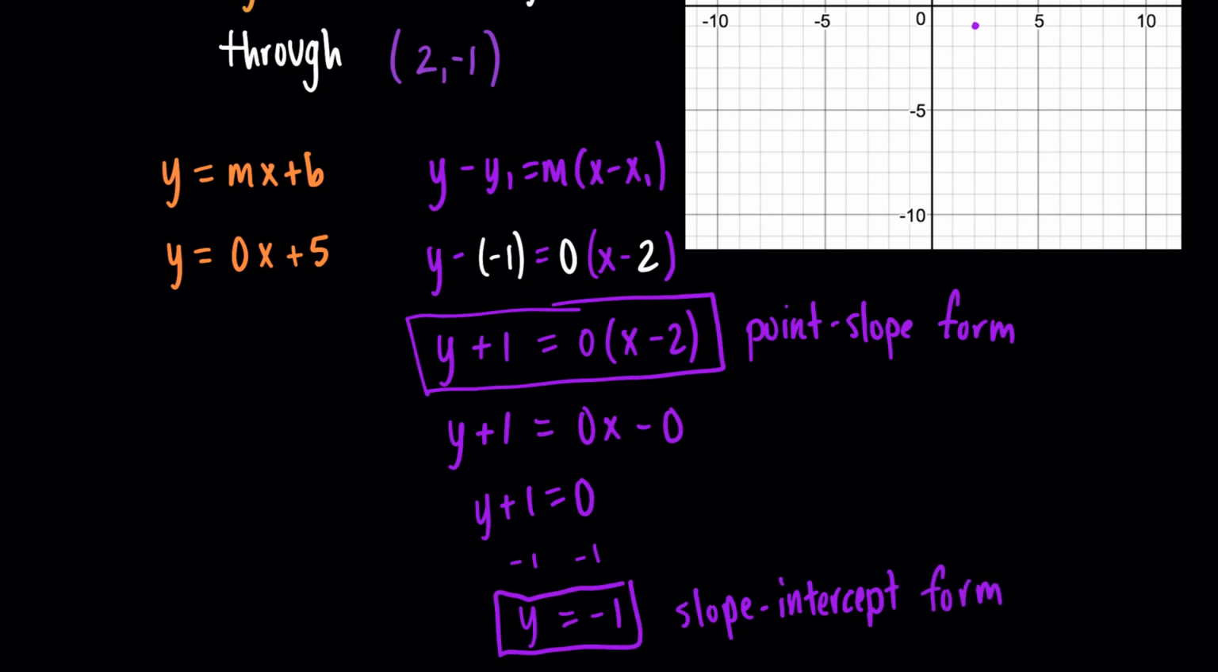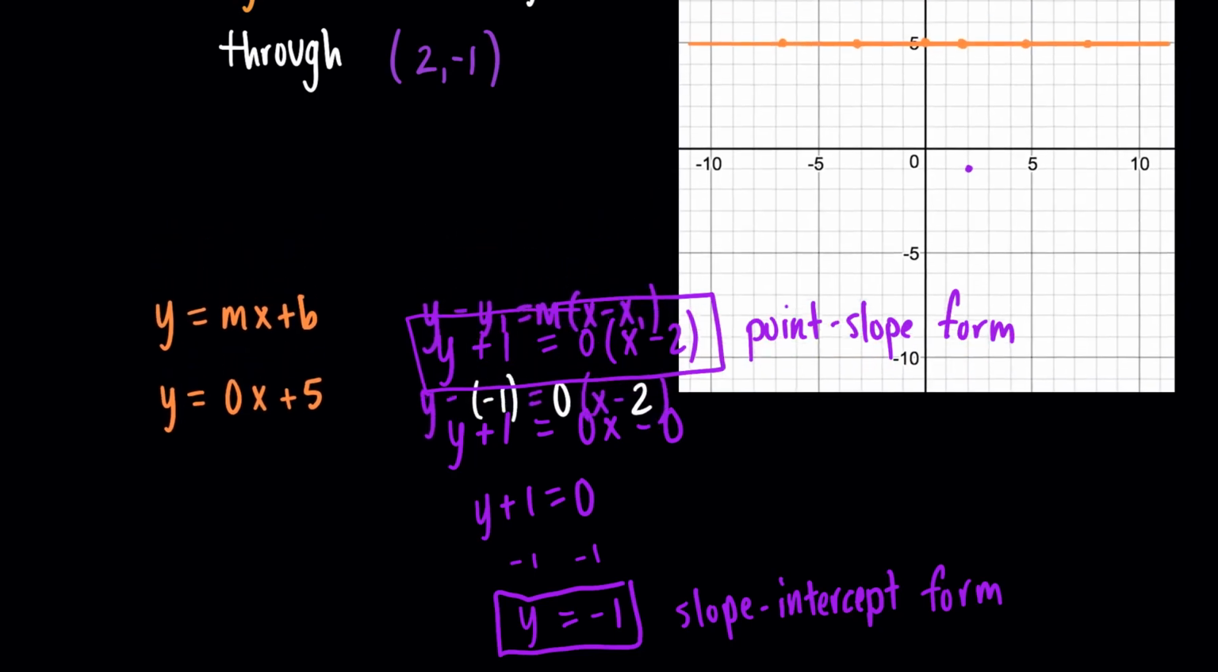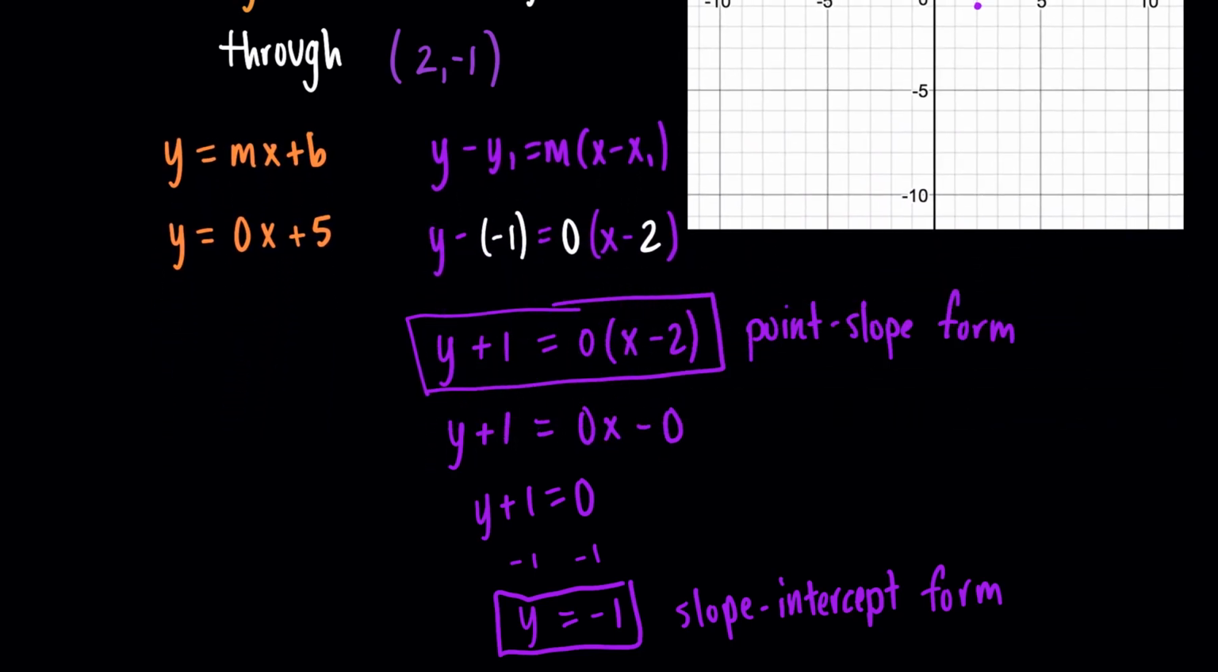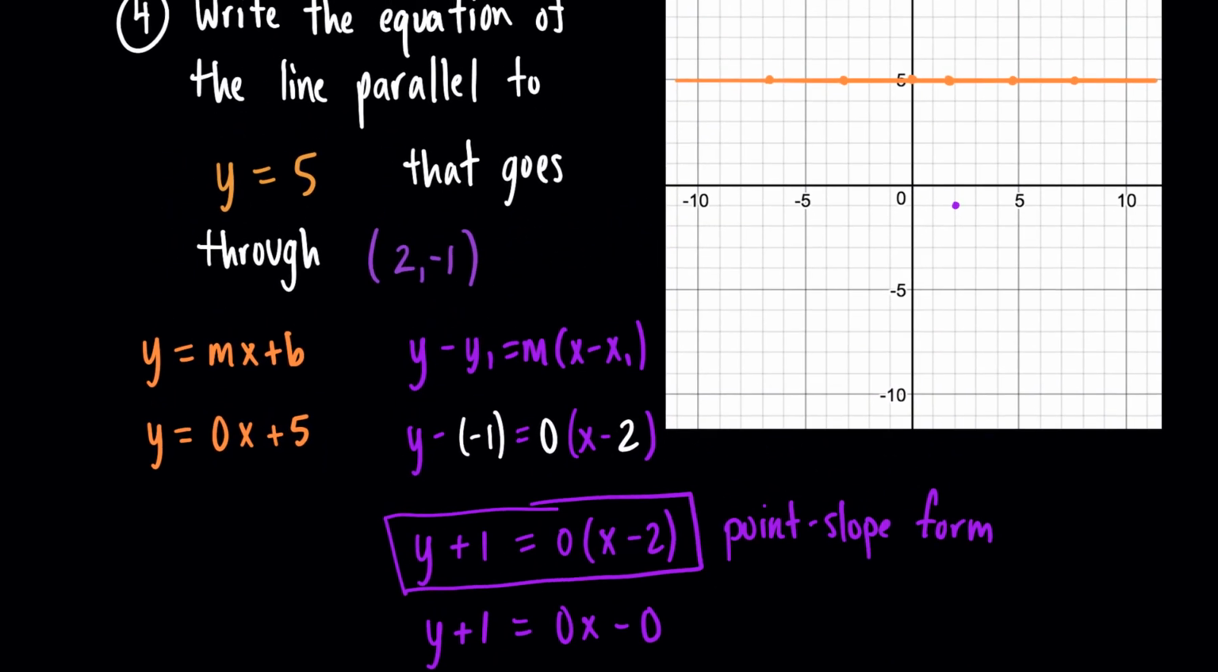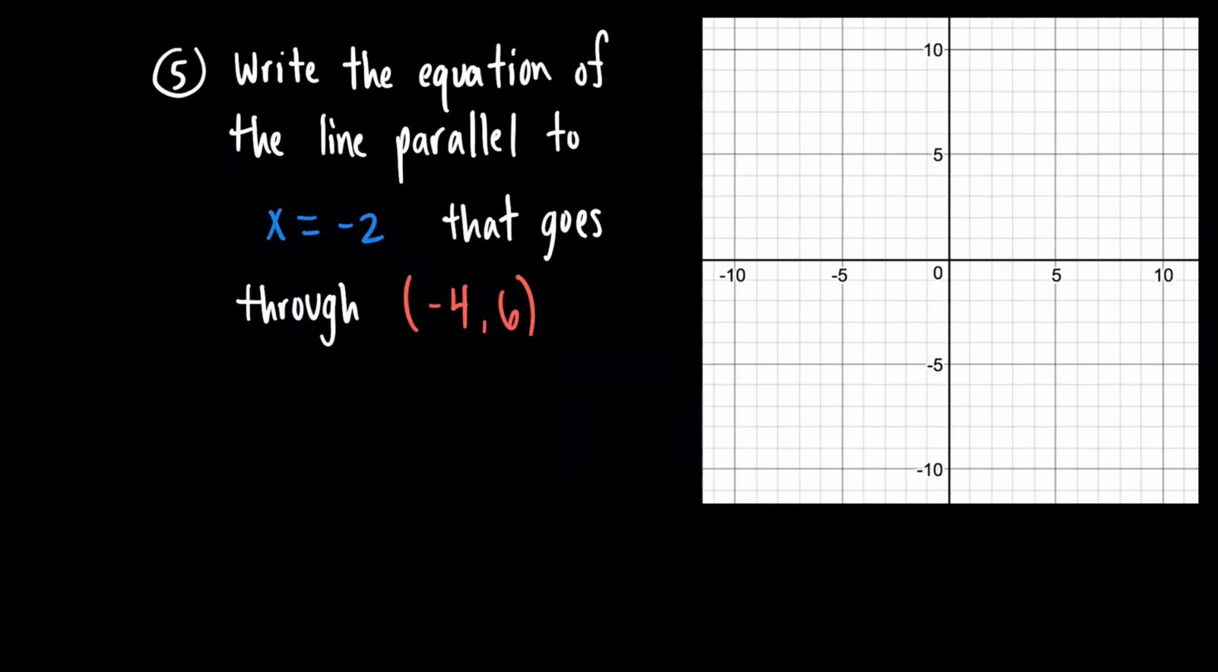And if you come up and graph the line y equals negative 1, what will happen is it'll be a nice horizontal line running that way. So it will indeed be parallel, and it will go through the point 2, negative 1. All right, let's look at one last example, another weird one.